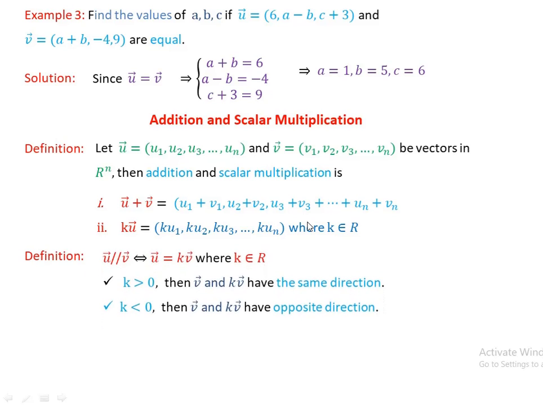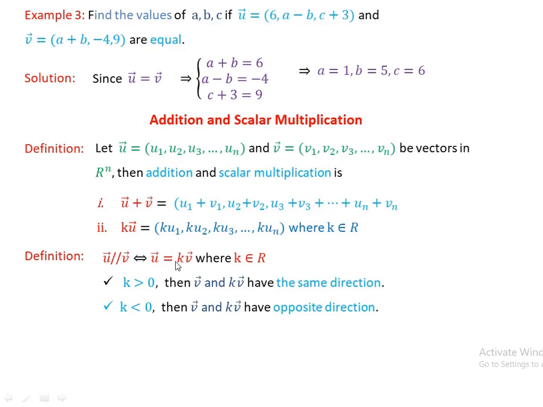Now, definition: two vectors u and v are said to be parallel, and noted like this, if and only if u is equal to k times v, where k is a scalar, or k is an element of the real numbers. This means that two vectors u and v are parallel if and only if one vector is a scalar multiple of the other.